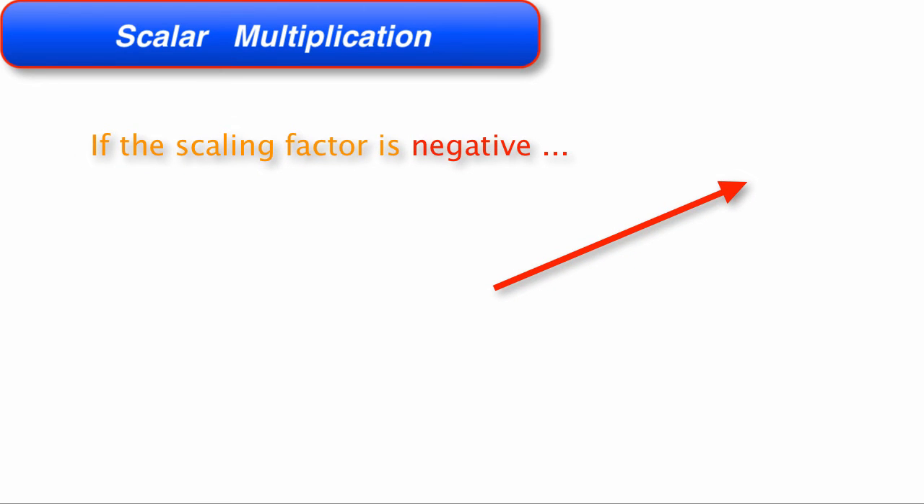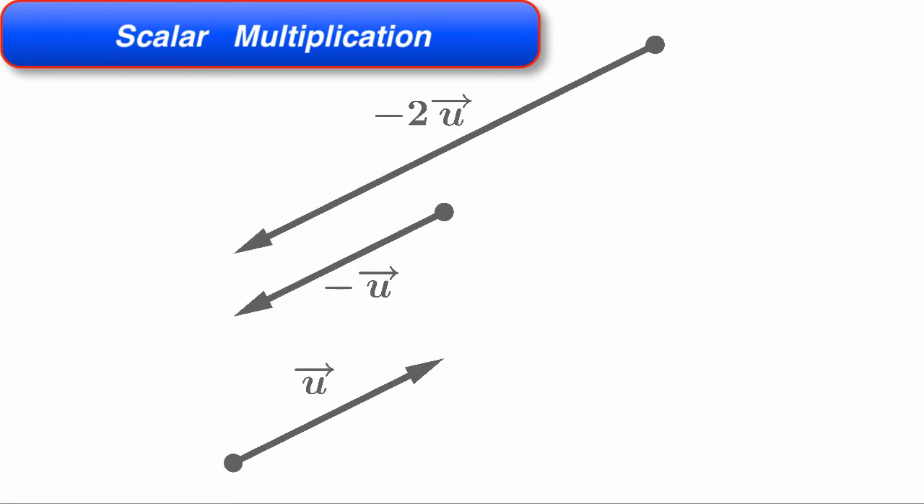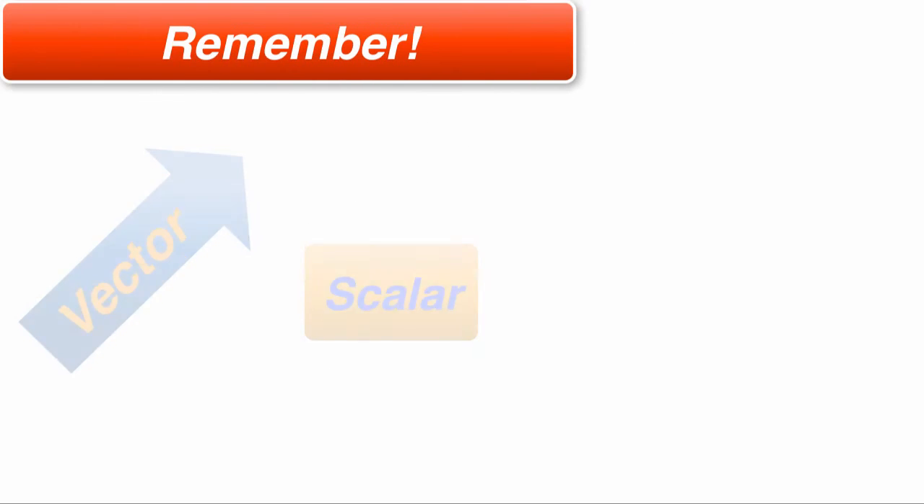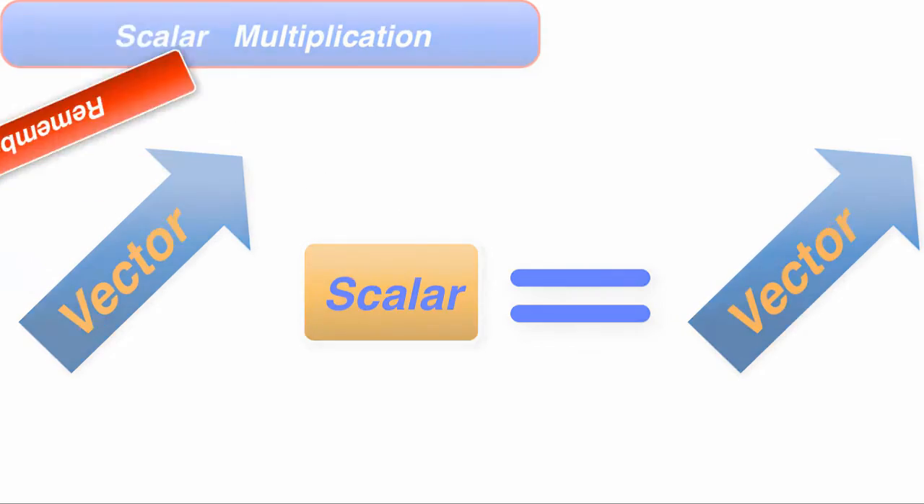If the scaling factor is negative, the resulting vector will change to the opposite direction on the same line. For example, if we have vector u, negative of u is a vector with the same magnitude as u, but in the opposite direction. Another example is negative 2u, a vector opposite to u, but with twice the magnitude. Keep in mind that multiplying a vector with a scalar also results in a vector.